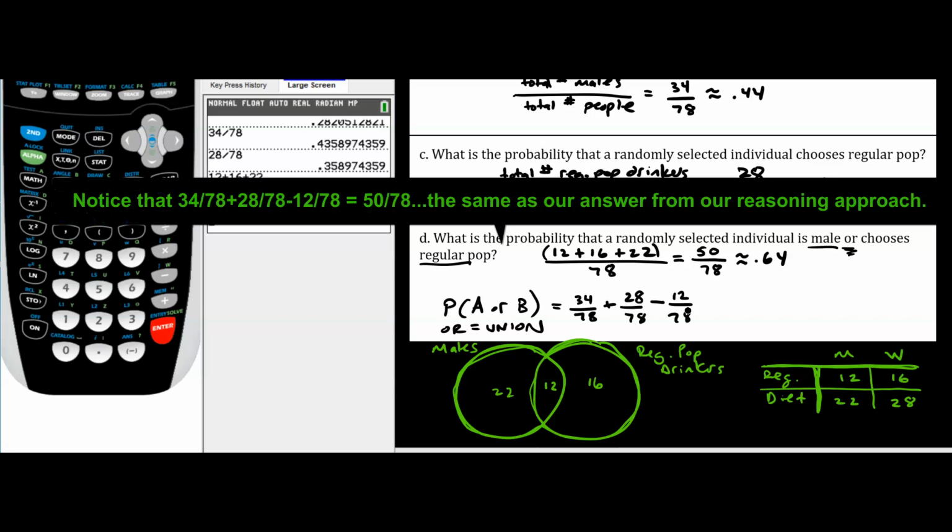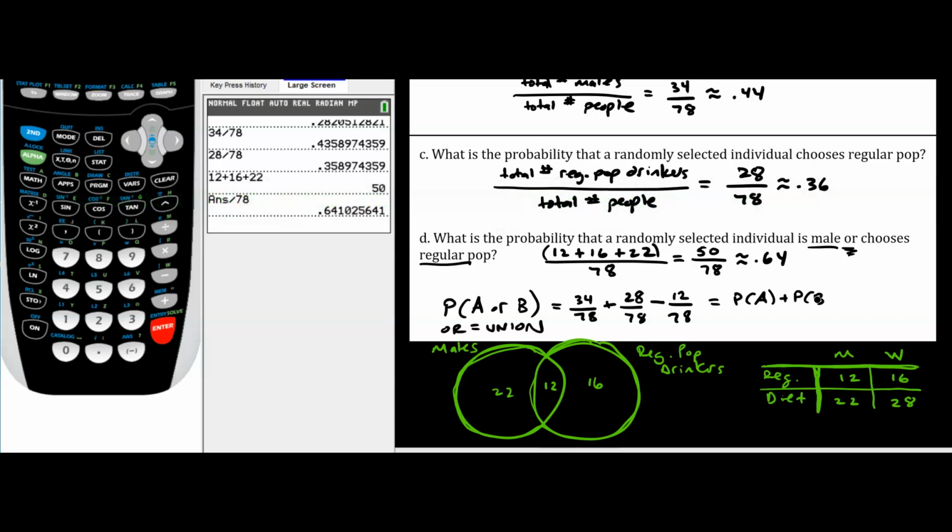And so in general, the formula for the probability of one event or another is going to be equal to the probability of the first event plus the probability of the second event, and then it's going to be minus the probability of the intersection. And the intersection is often written as the probability of A and B, saying that both of those events are occurring at the exact same time.